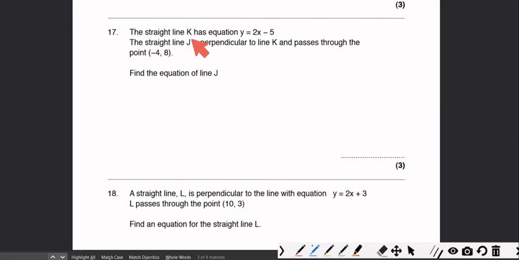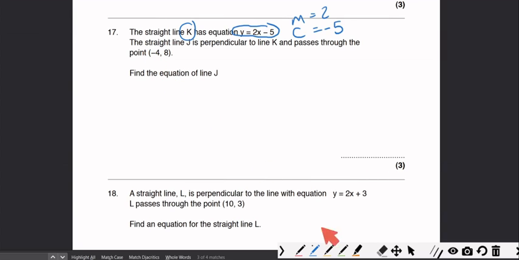Straight line, they called it K, has an equation. There you go, there's the equation, where the gradient here is 2 and the y-intercept is not 5, it's actually minus 5. I always take care with the signs.